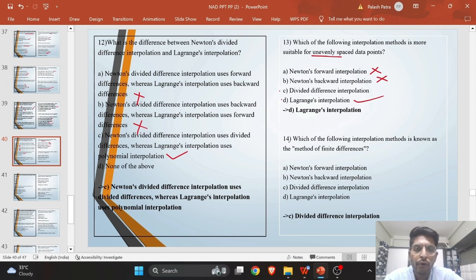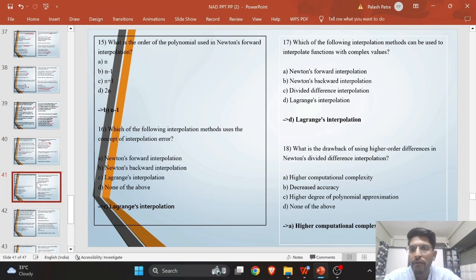Now the 14th question says, which of the following interpolation methods is known as the method of finite differences? The method of finite differences is known as divided difference interpolation. So the option C is correct. Now let's move on to question number 15.